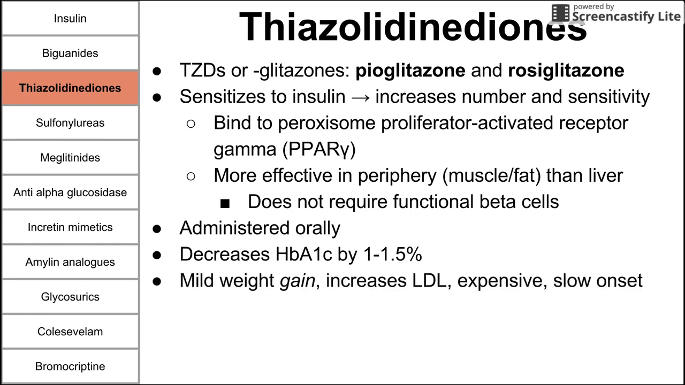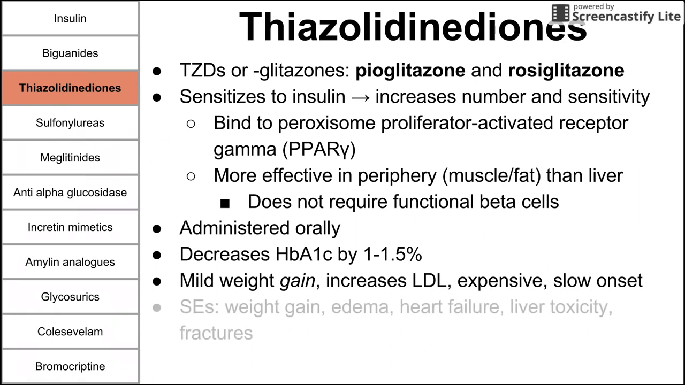These are uncommon, these are unpopular because they cause mild weight gain, which is usually the opposite of what we're trying to do in DM patients. They can also increase LDL, which can put you at risk for coronary problems. They're also pretty expensive and slow onset, so it's easy to understand why these are less popular than metformin.